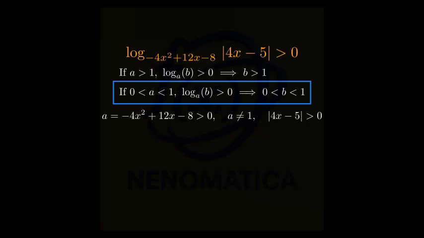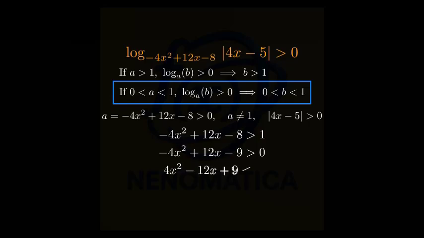Start with case 1, base greater than 1. That means negative 4x squared plus 12x minus 8 is greater than 1. Move 1 to the left, we get negative 4x squared plus 12x minus 9 is greater than 0. Multiply by negative 1 and flip the sign. 4x squared minus 12x plus 9 is less than 0. That factors as left parenthesis 2x minus 3 right parenthesis squared less than 0. But a square cannot be strictly negative, so case 1 yields no solution.